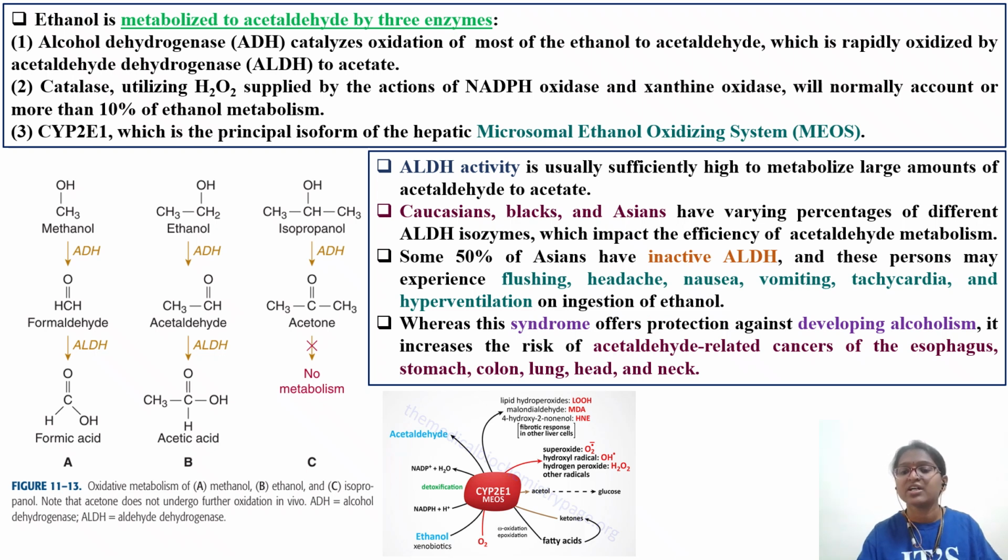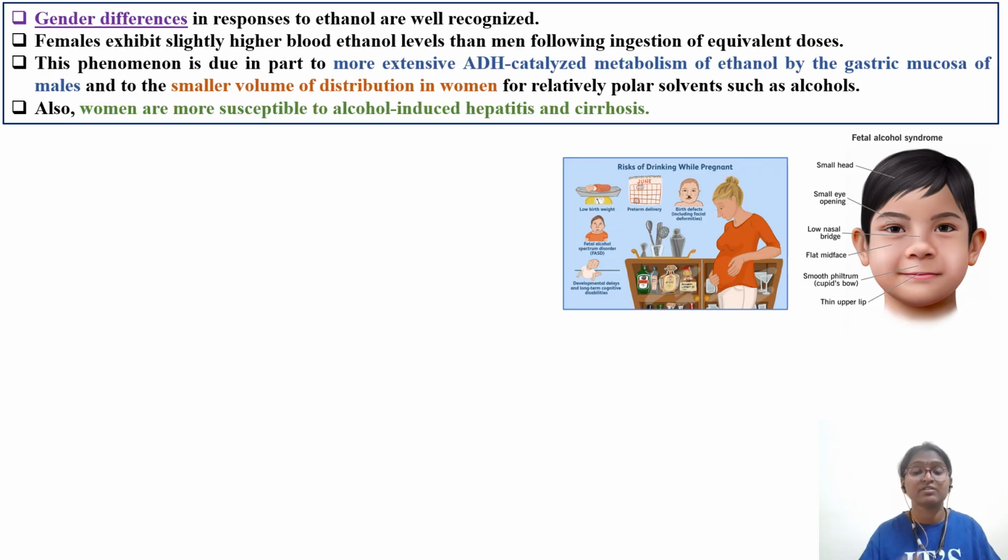Why is that? Because the enzymes involved in the metabolism of ethanol are different across the different ethnic regions. Even fat is different. We'll discuss gender also. Now see this in this slide. We'll discuss the gender.